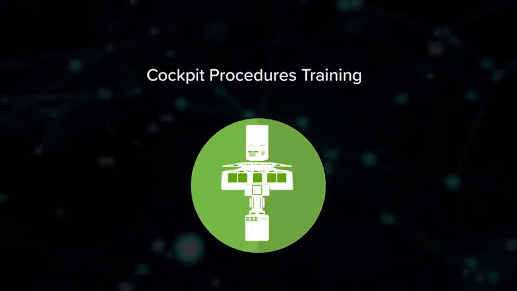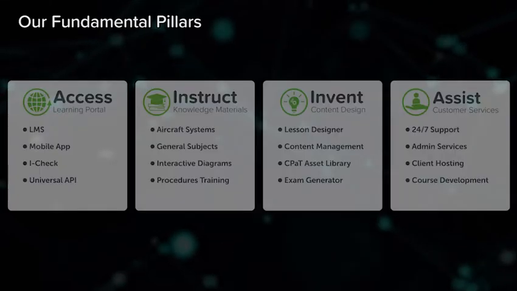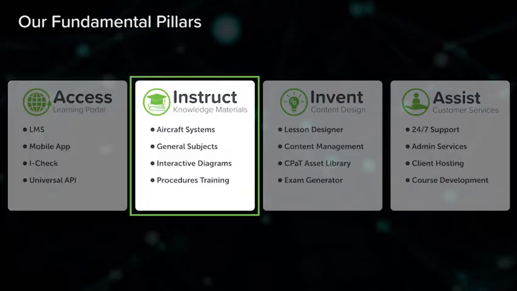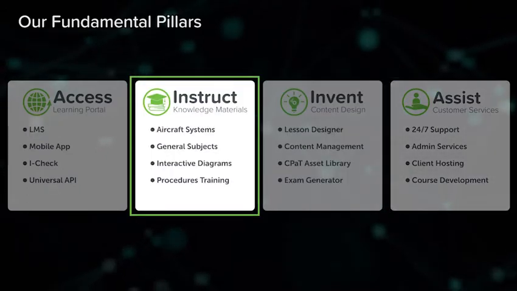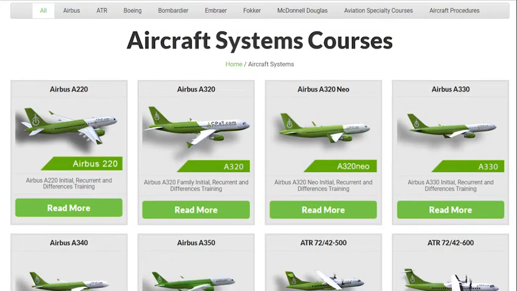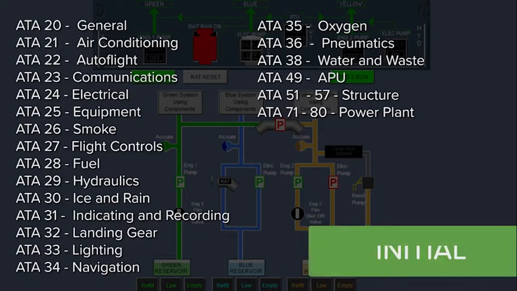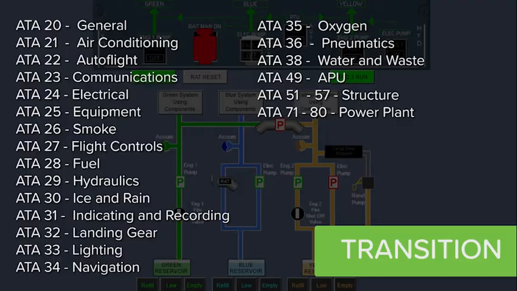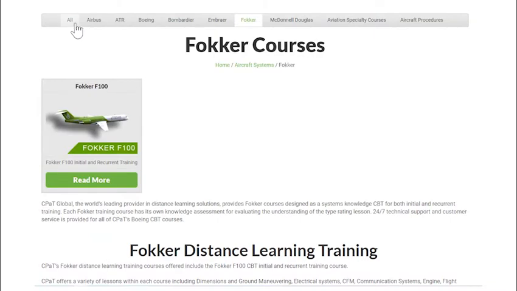CPaT's portfolio of courses is the most robust in the industry and is supported by four main pillars: Access, Instruct, Invent, and Assist. This video focuses on Instruct, and specifically CPaT's training courseware for aircraft systems. At CPaT, you'll find over 100 aircraft system courses designed to meet your training needs, whether it's for initial, recurrent, differences, or transition training. And with 32 fleets and counting, you are sure to find the course you need.